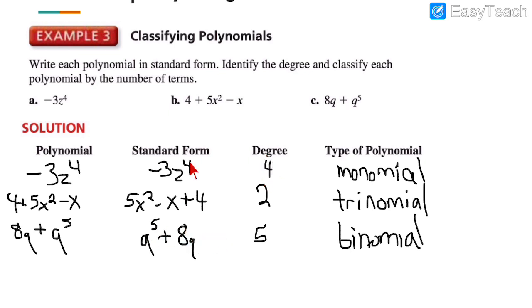The degree here is 4 because the exponent is 4. The degree here is 2 because the first exponent is 2. The degree here is 5 because the first exponent is 5. And again, this is a monomial. It's a one-part thing. A trinomial, this has 3 parts to it. This is a binomial because it has 2 parts to it.